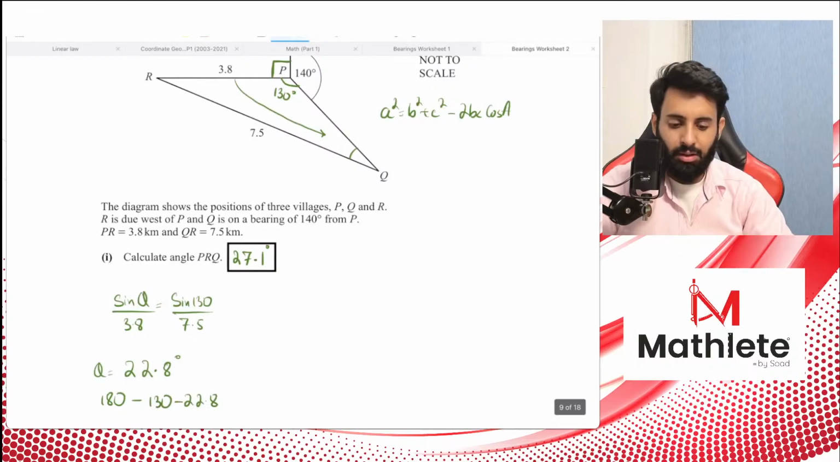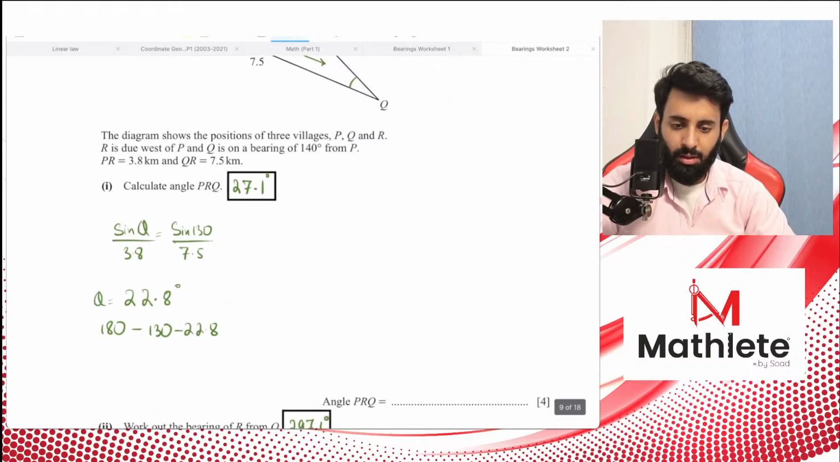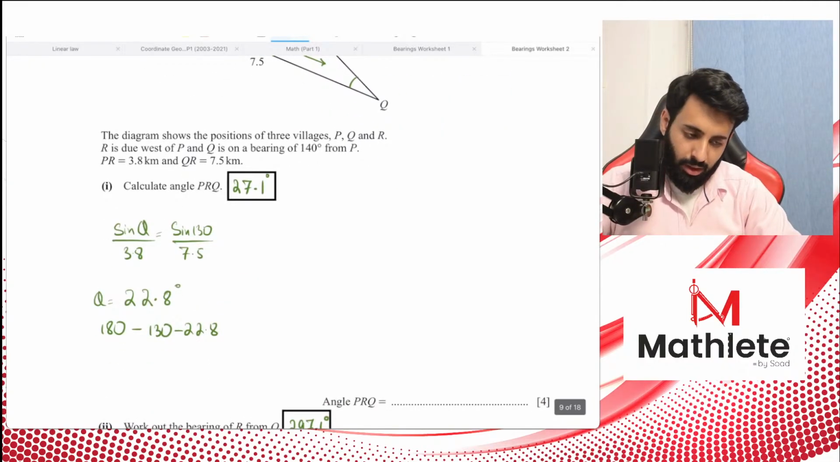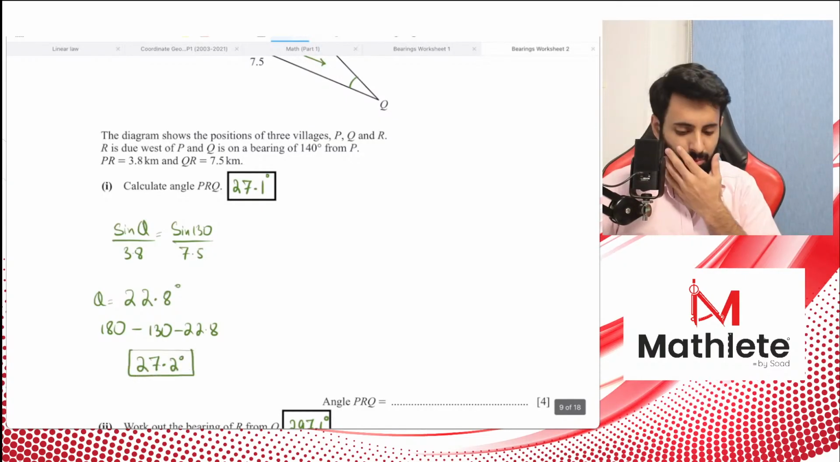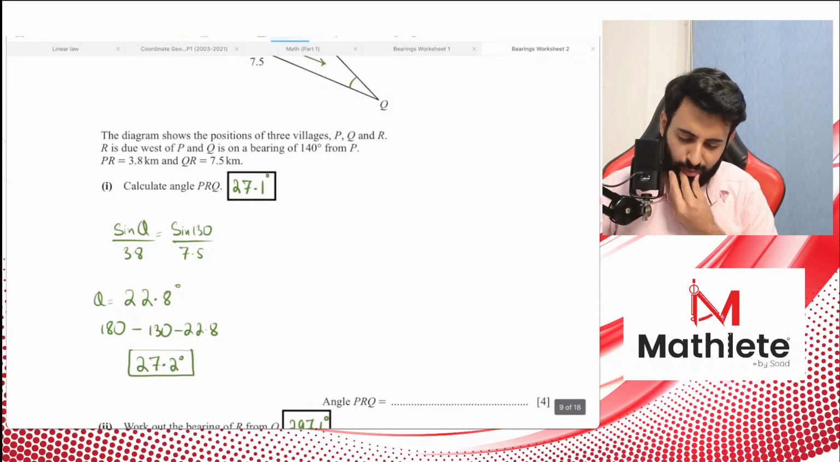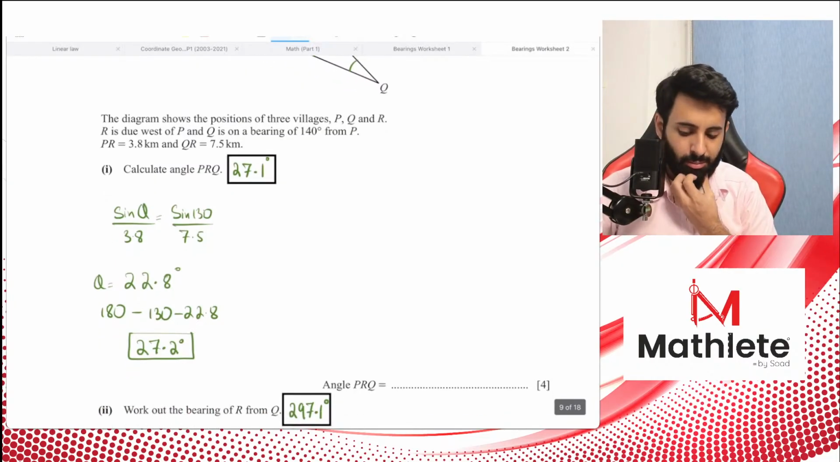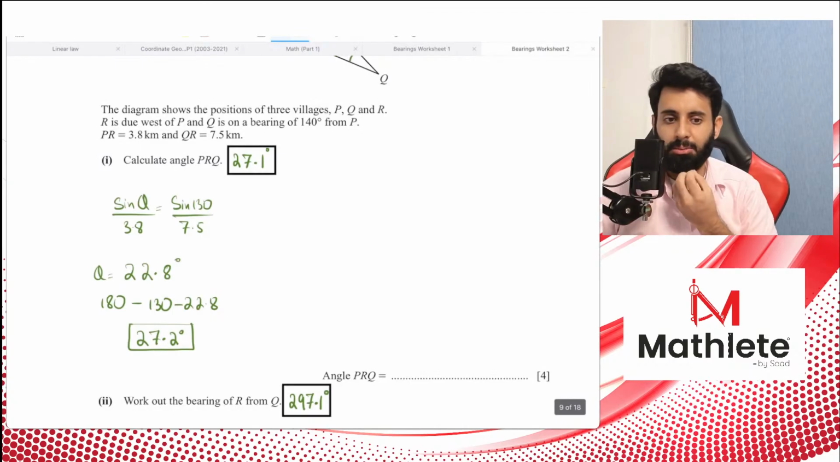If you do that, 180 minus the answer, you get 27.16, which we can round off to 27.2 degrees. I know I've written 27.1, but in the marking scheme, there must have been an acceptable range, and 27.2 should have been inside that acceptable range.